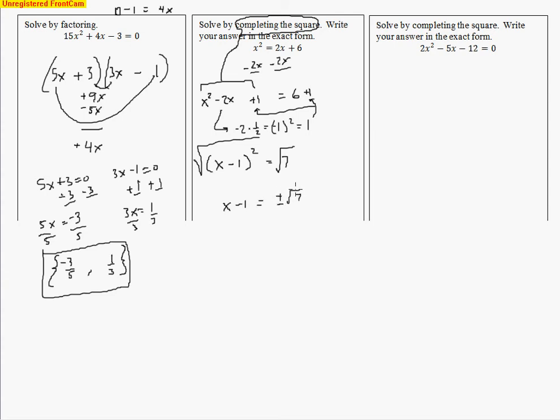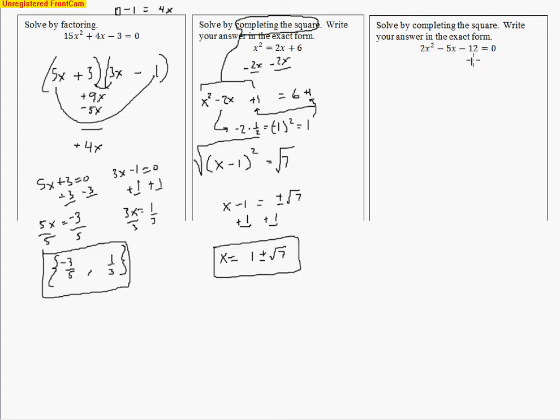Here's why I'm not using a calculator, because we don't have to do the square root of 7. We just need to leave it in the exact form. So the next part is add the 1 to both sides, and you have your answer. 1 plus or minus the square root of 7, and that's it. So next problem, a little bit tougher.